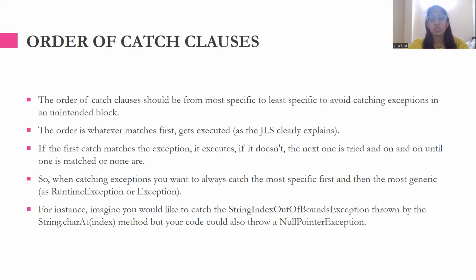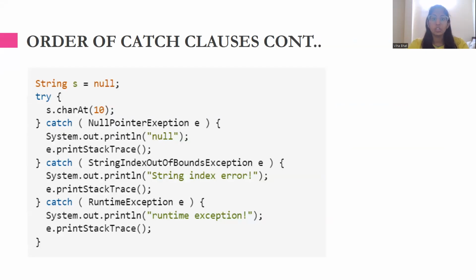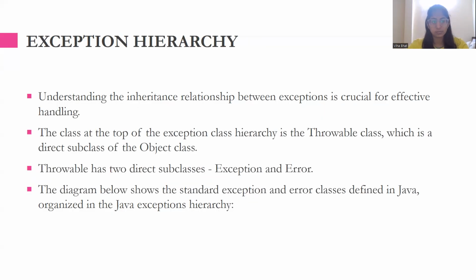When catching exceptions, you want to always catch the most specific first and then the most generic, such as runtime exception or exception. For instance, imagine you would like to catch a string index out of bounds exception thrown by the string charAt method, but your code could also throw a null pointer exception. So here's a program segment showing the same, where you have different catch blocks in order, so that the highest priority error is given in the first catch.